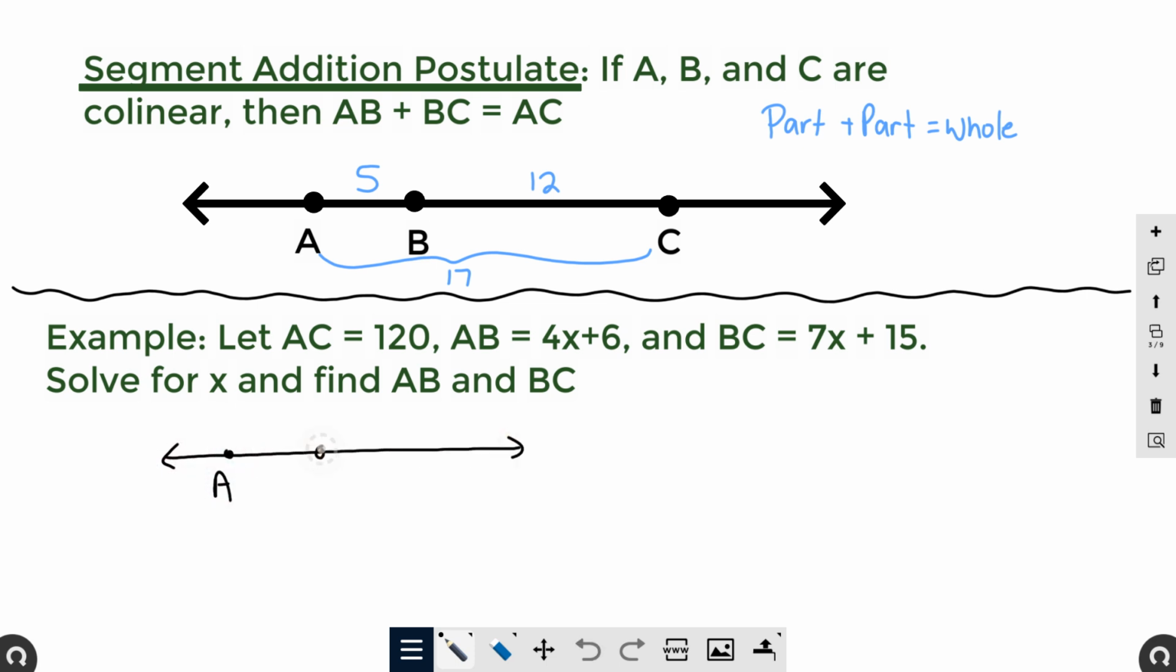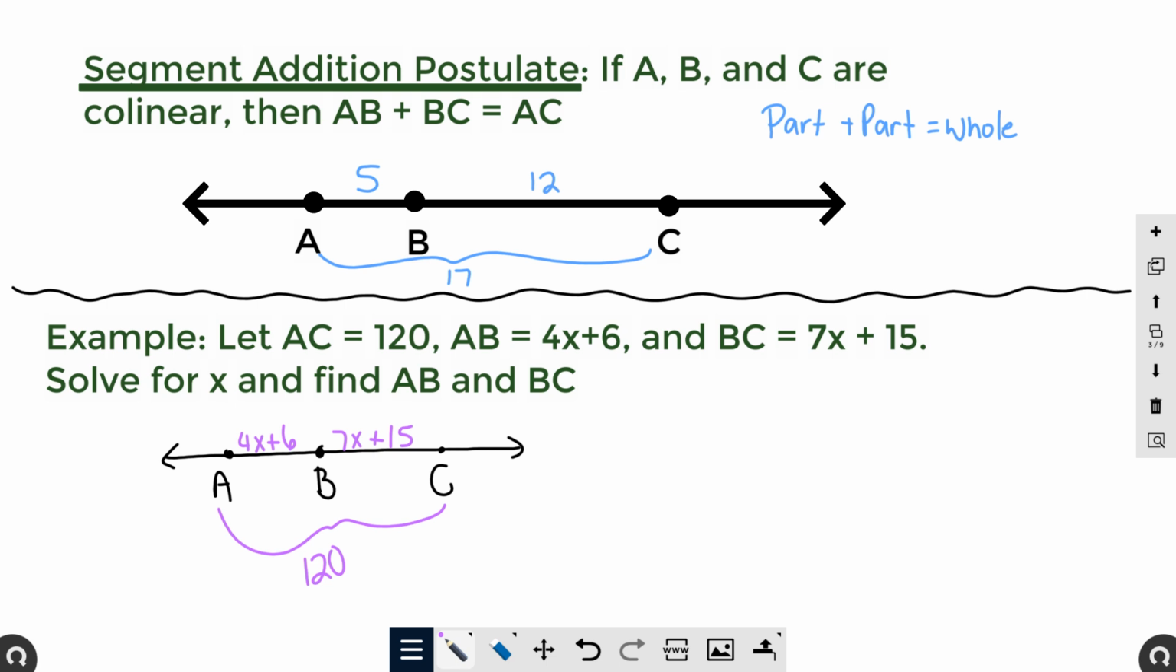So here's A, B, and C. It doesn't have to be drawn perfectly, just do a quick sketch of it. Now, write down all the things that you know. I know that AC is 120, so from here to here is 120. Then I know the distance from A to B is 4x plus 6, so in that spot, I'm going to write 4x plus 6. And the distance from B to C is 7x plus 15, so in that spot, I will write 7x plus 15.